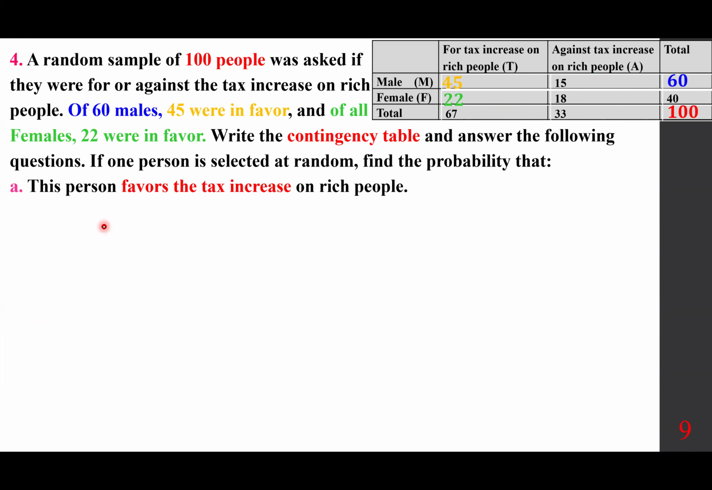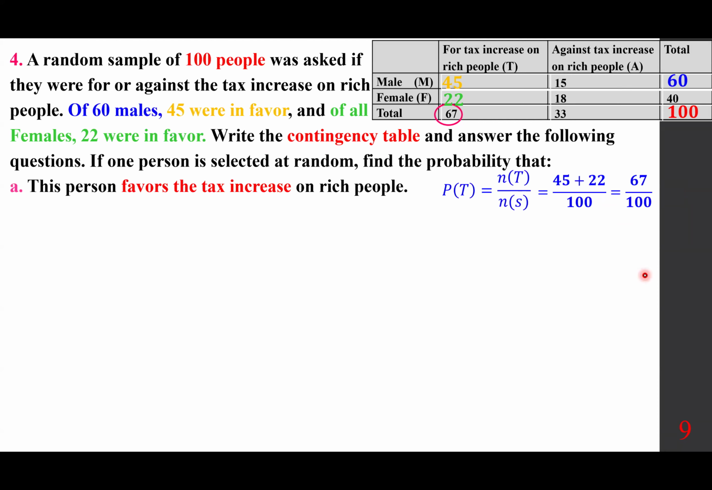Now this person favors the tax increase. Probability of T is N of T over N of S. I like to start with the denominator or the sample size always. That is 100. And how many in the T column? 45 plus 22, or simply 67. And you always keep it as a fraction, exact answer. Of course, this happened to be 0.67, so it's not going to be a problem. But if they ask for a decimal or percentage, make sure you have enough decimals.